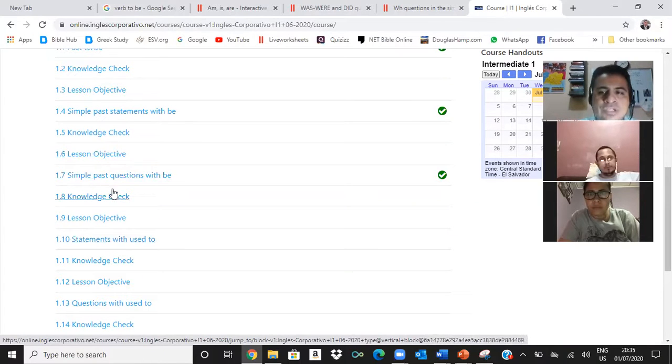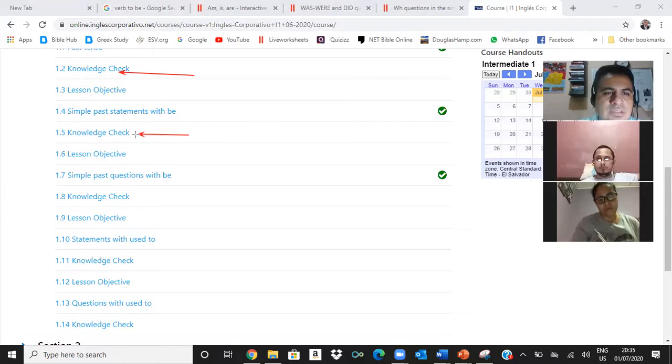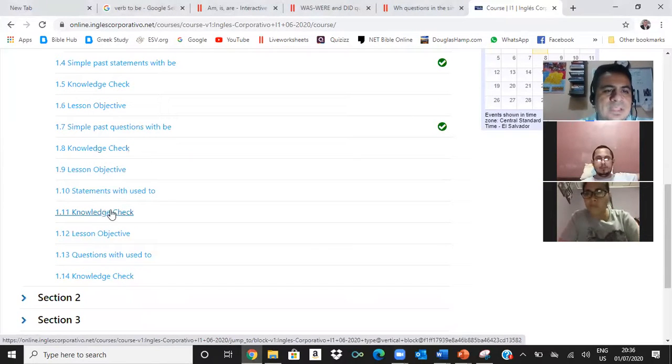Okay, so les dejo las worksheets, y los exámenes también son como tipo de exámenes que están aquí en la plataforma. Ustedes ven aquí, dice knowledge check 1.2, 1.5, y en 1.8, knowledge check, también es como una prueba. So tenemos tres knowledge checks. So no se olviden de completar. Aunque yo les dé la worksheet, su prioridad es terminar la plataforma. If you have questions, write to me. Pero esas pruebas quiero que ustedes las hagan solos. All right, very good.